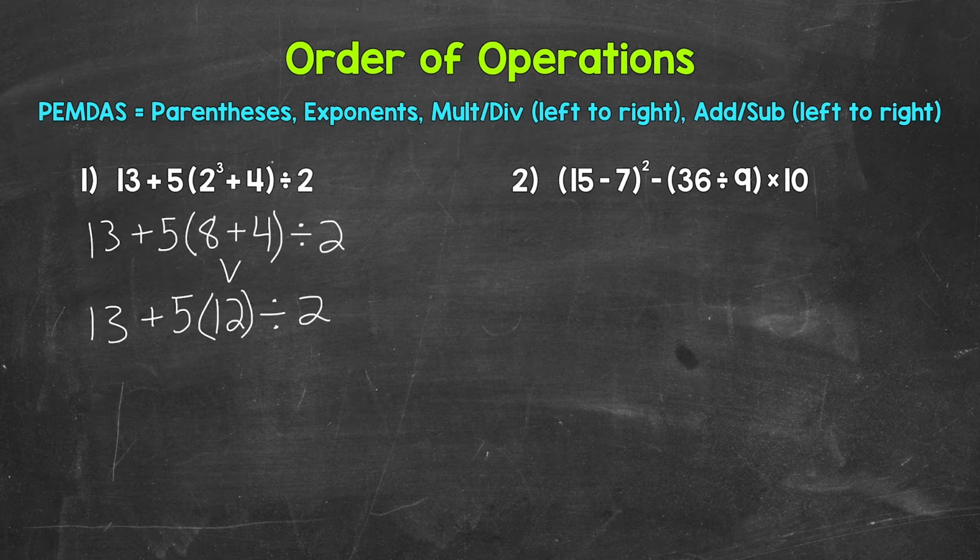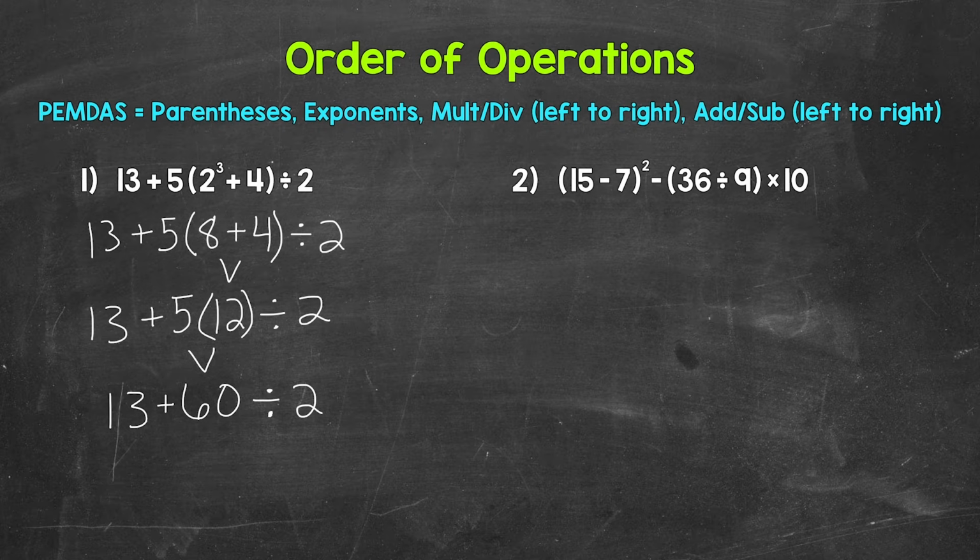Multiplication and division are the same priority. So what we do, we work from left to right if we have both. So let's do 5 times 12 first. 5 times 12 is 60. Bring down everything we did not use. So 13 plus 60 divided by 2.